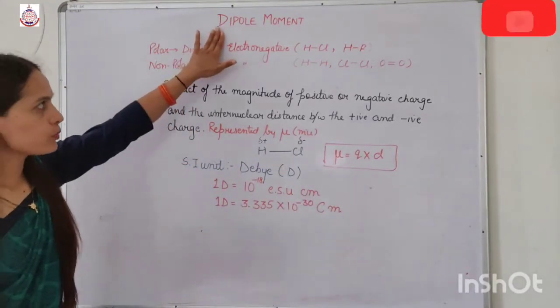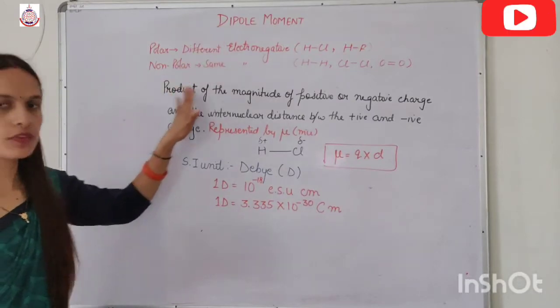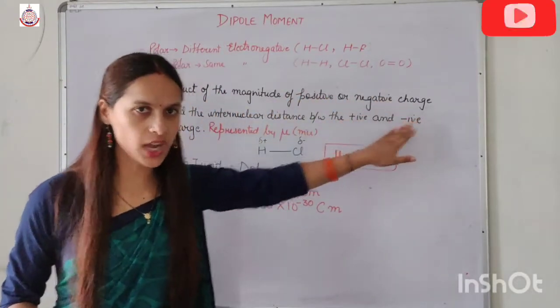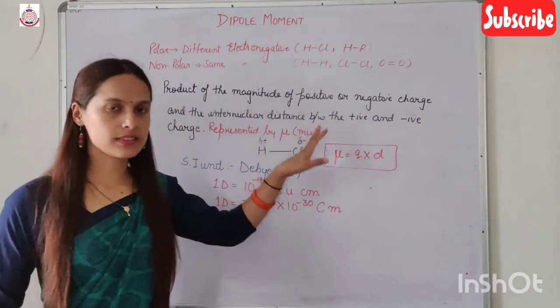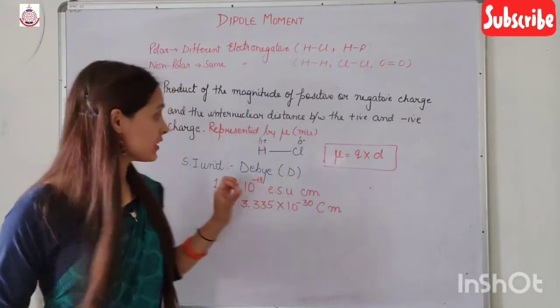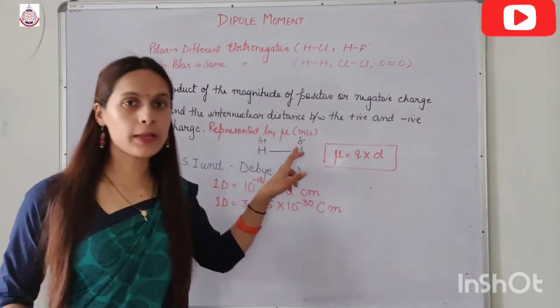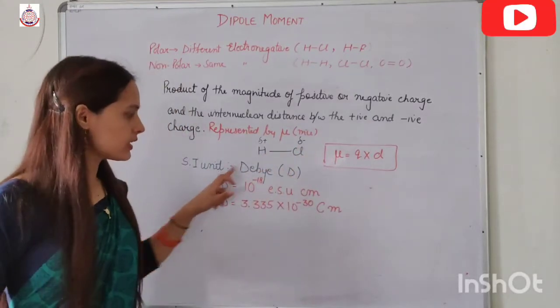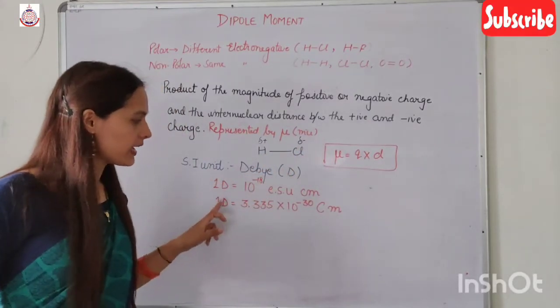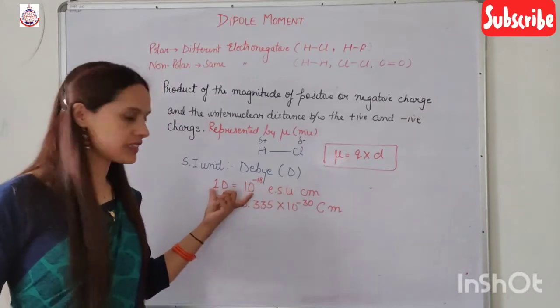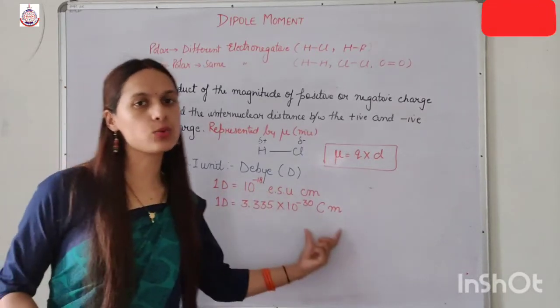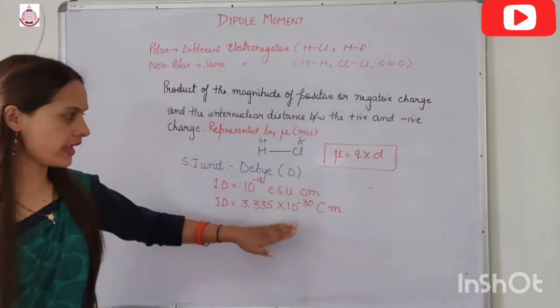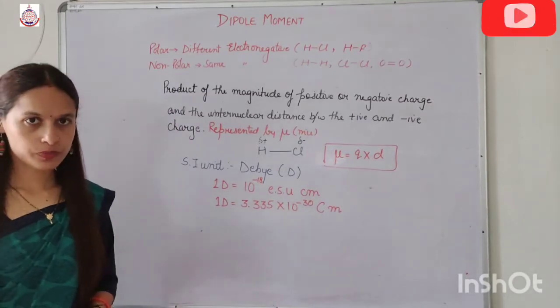So, dipole moment is the product of the magnitude of positive or negative charge and the internuclear distance between the positive and negative charge. It is represented by mu. Its SI unit is debye, and debye and ESU centimeter are related by this equation, and debye and coulomb meter are related by this expression.